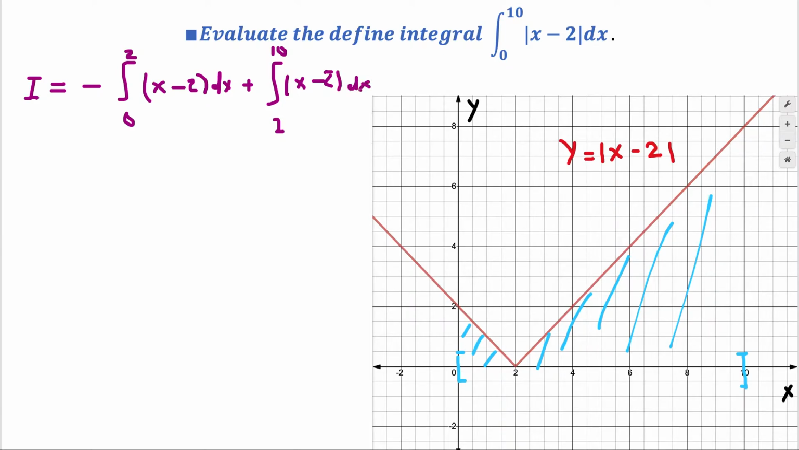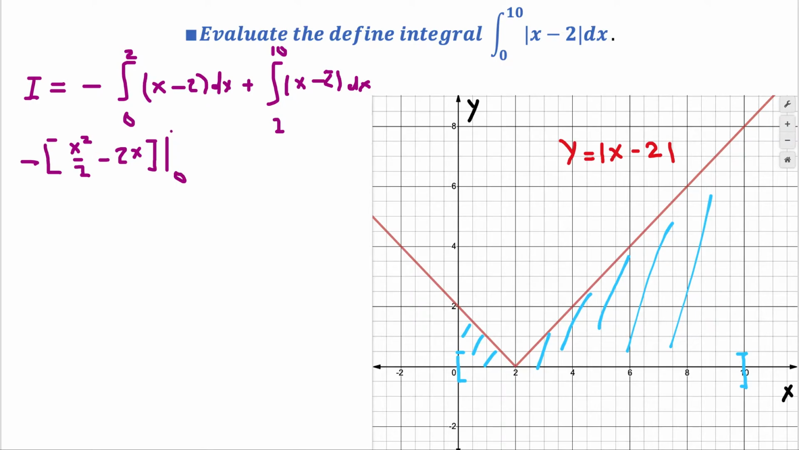And now we integrate this part, but here is a negative sign. Integrating x minus 2, it is going to be x squared divided by 2, because it's an elementary integral: the integral of x is x squared divided by 2, and the constant is minus 2x. And here we write the limits from 0 to 2.